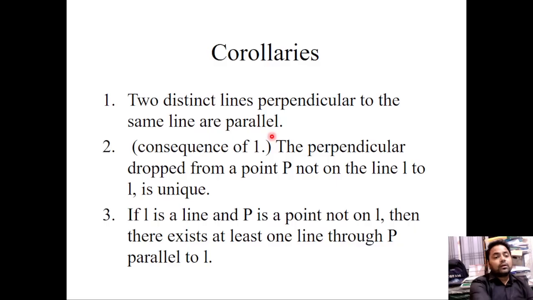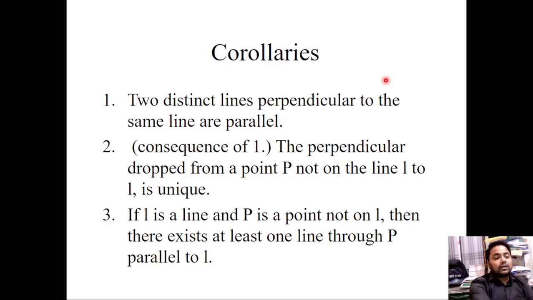Okay, 2 distinct lines perpendicular to the same line are parallel. The second is the perpendicular dropped from a point P not on the line l to l is unique. The meeting point will be the same and will be unique.